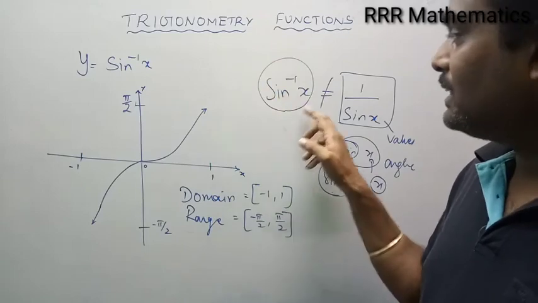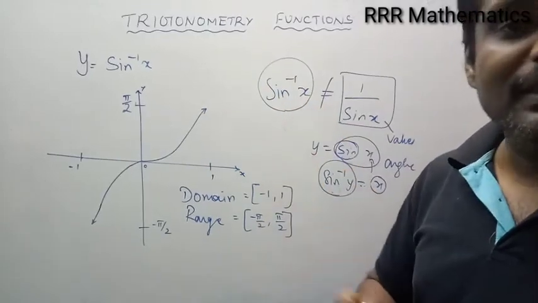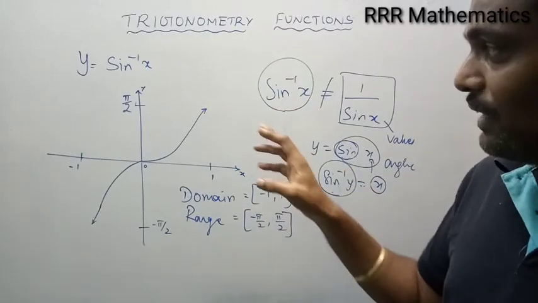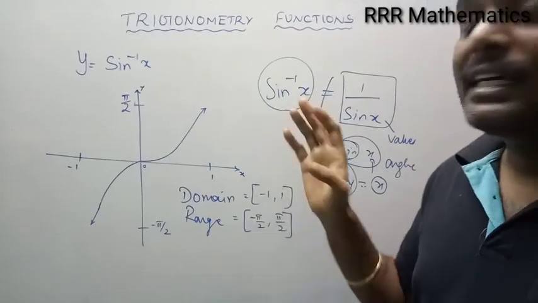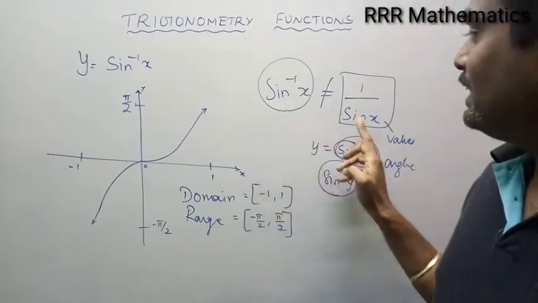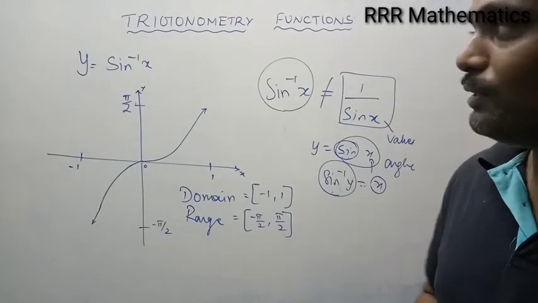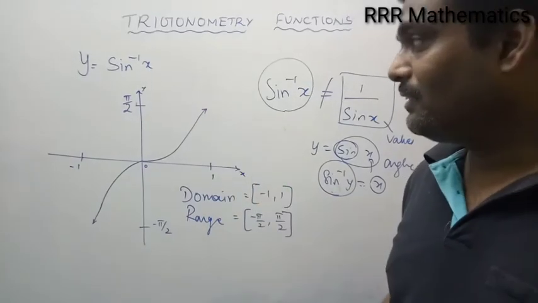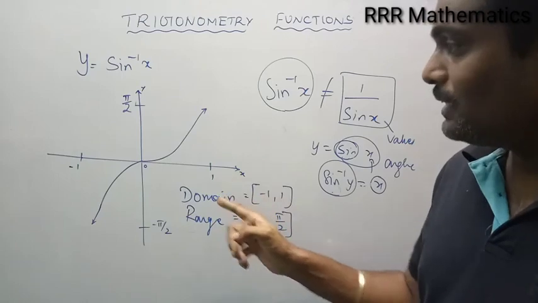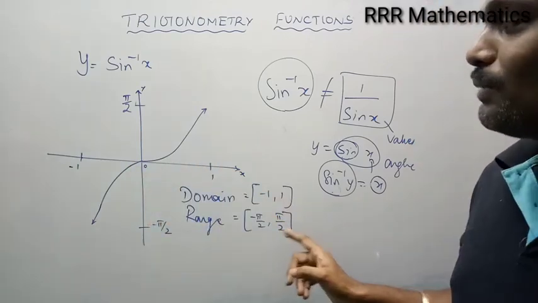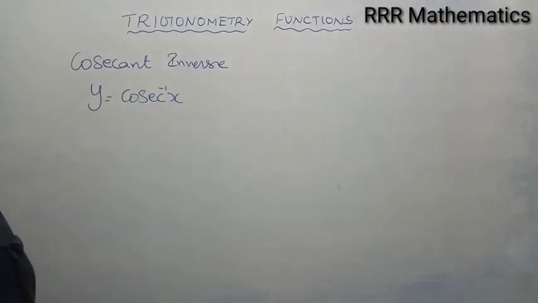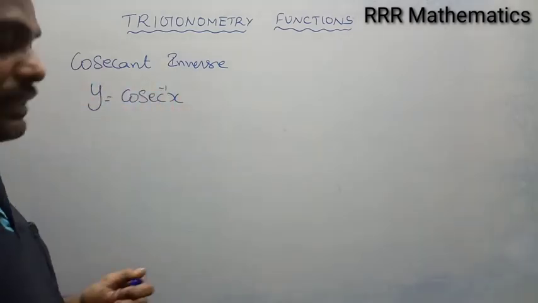Sine inverse x does not give a numerical value like ordinary values. The output is an angle, a degree. So this is different and that will be different. Just keep in mind, this is the sine inverse x curve whose domain is -1 to +1 and the range is -90 to +90. Now we will discuss the cosecant inverse function.